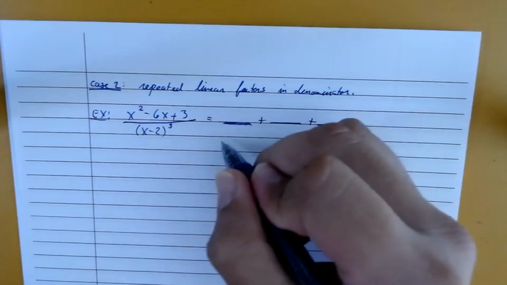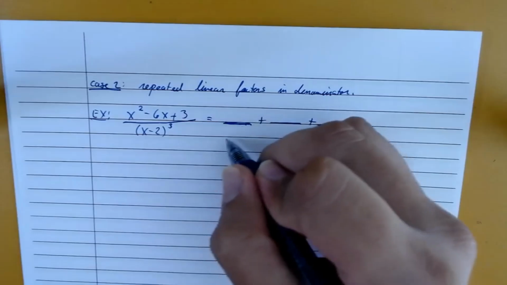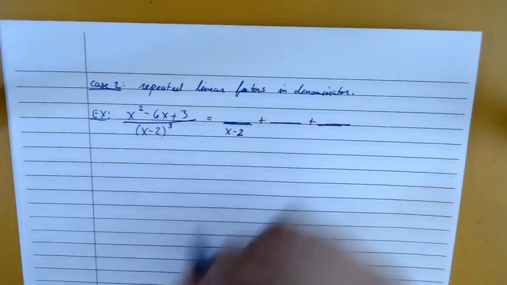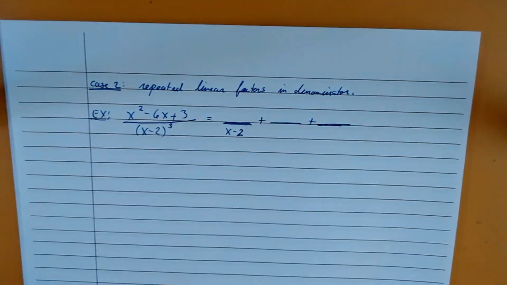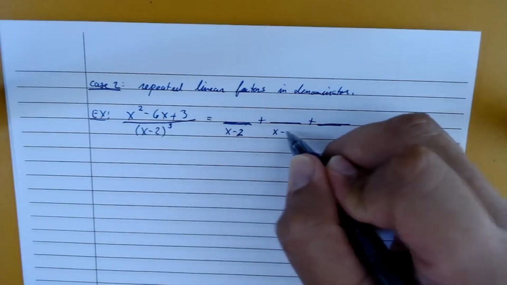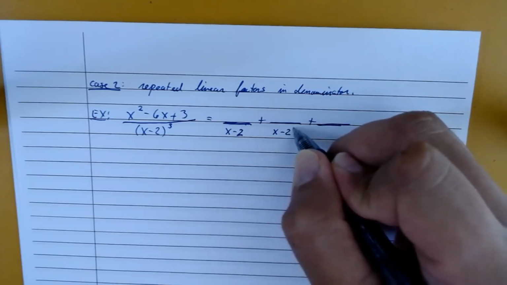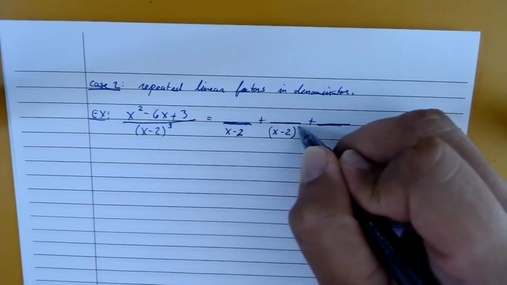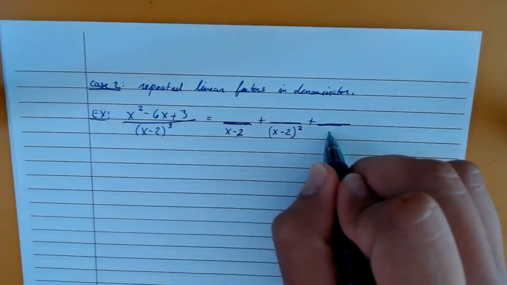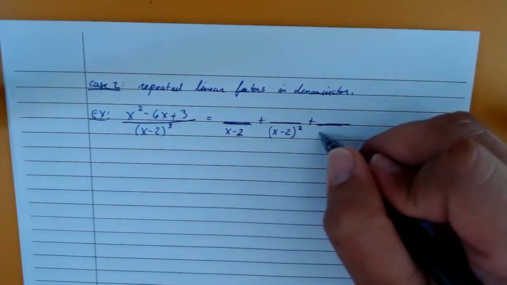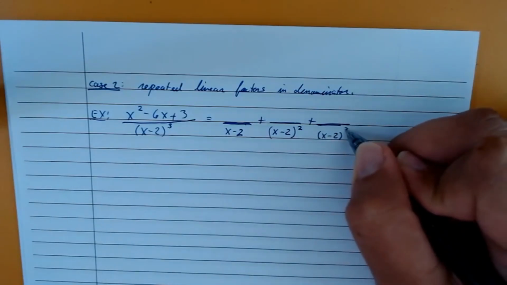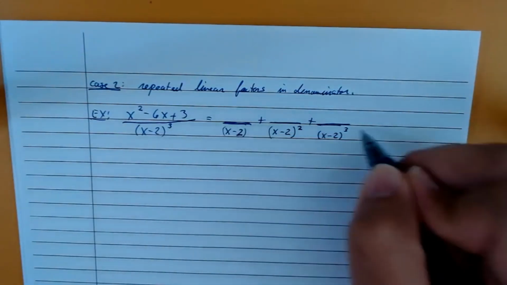Whenever you have a repeated linear factor, your first rational expression will have 1 copy of that linear factor, like this. The next one will have 2 copies of that linear factor. You can write that as x minus 2 times x minus 2, or as I'm going to do, I'm going to write it as x minus 2 squared. And then the next one will have another copy of our linear factor. So you can write it as x minus 2 times x minus 2 times x minus 2, or as I'm about to do here, you can write it as x minus 2 to the third.